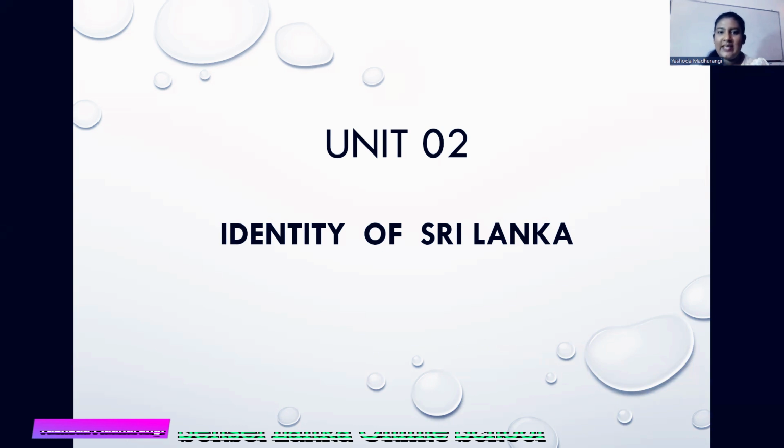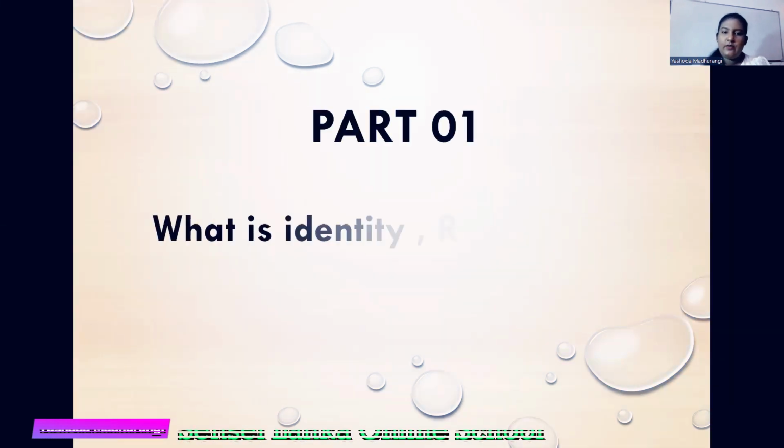Do you like to know it? Sometimes some of my students may know the meaning. But if you don't know the meaning, don't worry. Before I start my lesson, I'm going to explain to you what is identity. Then you can understand the identity of Sri Lanka very easily. So shall we look at it?